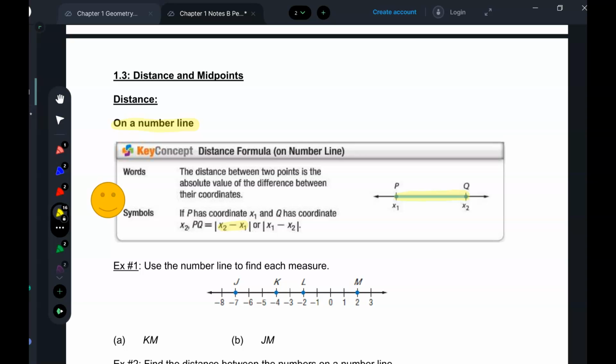Anybody? Can you have something negative 3 inches? No. Right.